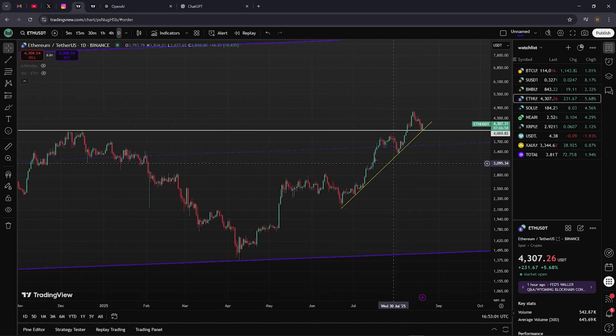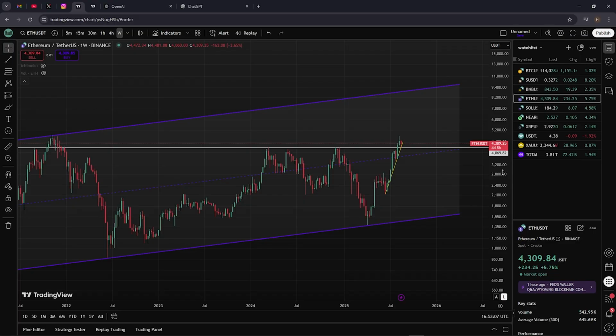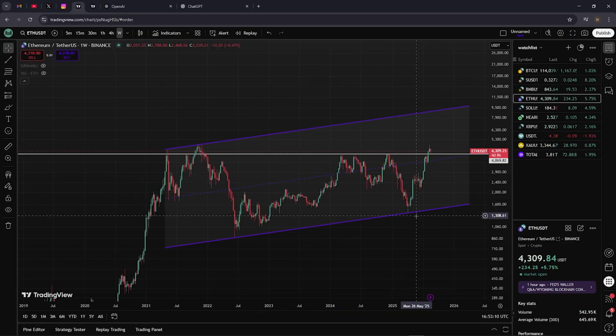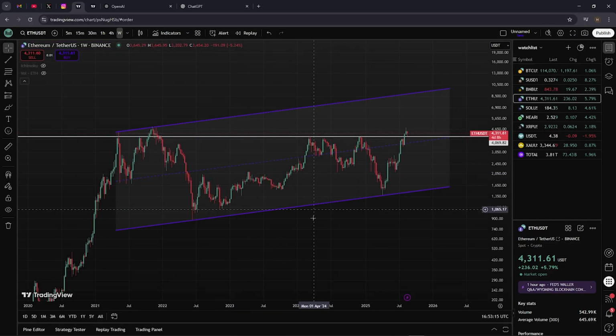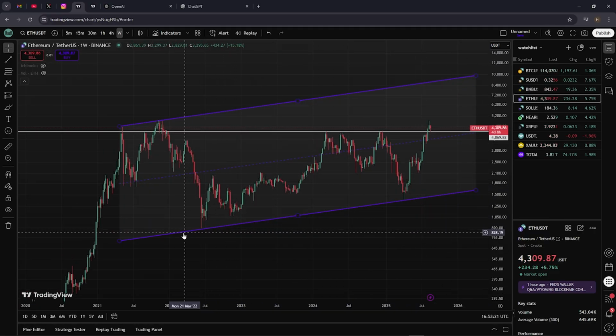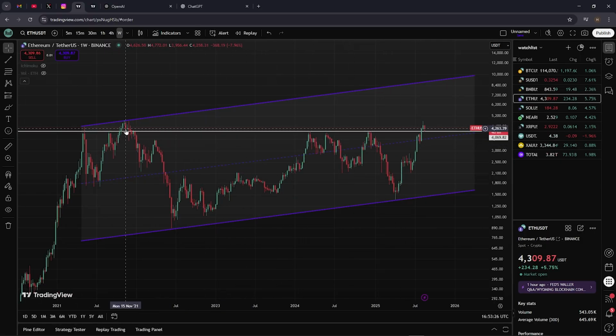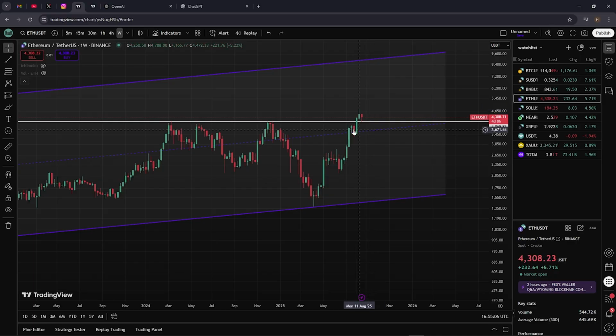If you look at a higher time frame, which is the weekly time frame, we can see that Ethereum has been moving in this hypothetical channel that we have here, and so far it's respected the lows and the highs. I say hypothetical because we have not formed another high to make this a channel. So for now, this is a hypothetical channel. But if we zoom in, we can see that we have not yet broken through completely.